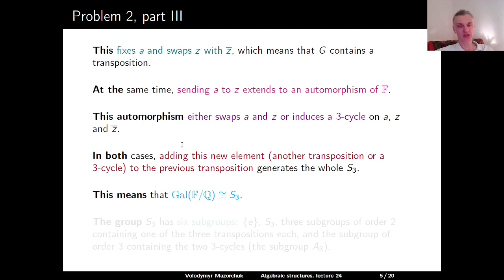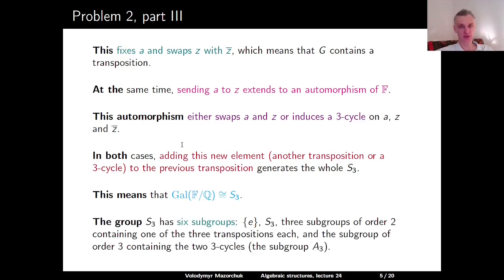Now, about intermediate subfields, we can use Galois correspondence. Intermediate subfields correspond to subgroups of the Galois group. The group S3 has 6 subgroups. The trivial subgroups, the identity and S3. Then it has 3 subgroups of order 2, where we add to the identity one of 3 elements of order 2. And we have a subgroup of order 3, which contains the identity and the two 3-cycles. That's exactly the subgroup A3 of all even permutations on 3 elements.